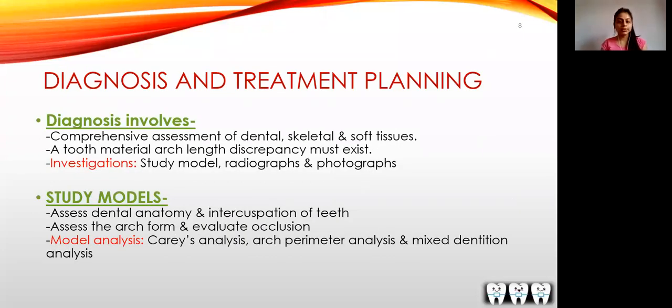Now let's talk about diagnosis and treatment planning for the serial extraction. The diagnosis involves comprehensive assessment of dental, skeletal, and soft tissue. There should be tooth material and arch length discrepancy, which can be identified by various investigations like model analysis, radiographs, and photographs. Study models should be taken, which helps to assess the dental anatomy as well as intercuspation of teeth. It helps to assess the arch form and evaluate the occlusion. Under model analysis, we can do arch perimeter analysis, caries analysis, and mixed dentition analysis, which will show the arch length tooth material discrepancies.